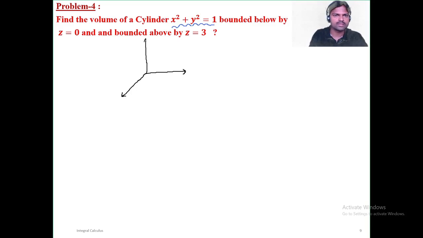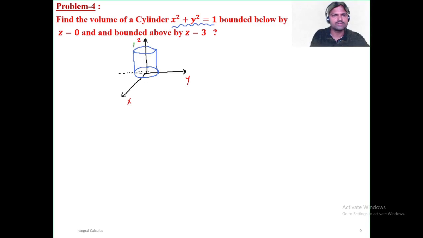Okay, x axis, y axis and z axis. Let us consider this as the x axis, this as the y axis and this as the z axis. Let us extend the y axis on the negative side. Now this is the cylinder, and for the cylinder the z axis is the central axis. This cylinder is bounded above by z equals 3.